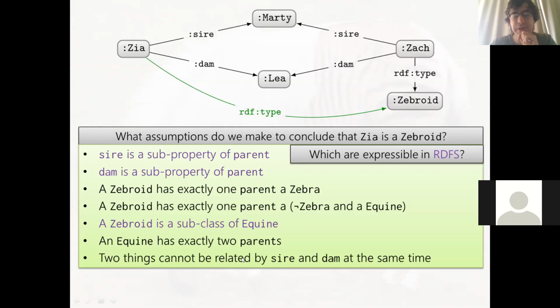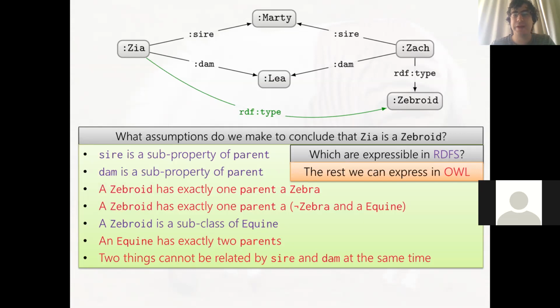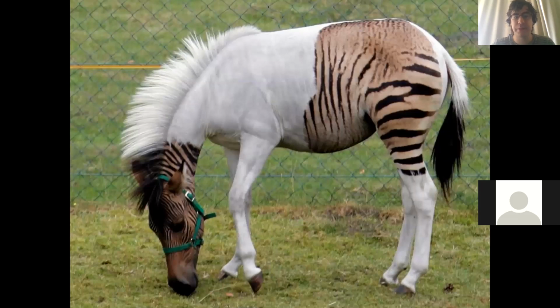So we can cover three of these things in RDFS. And for the rest, we can express them in this new language that I'm going to discuss, which is OWL. So with OWL, we can say much more expressive things, which allow us to be more specific about the semantics, the meaning of data, which allows machines to conclude even more complex aspects. Okay, zebroids.